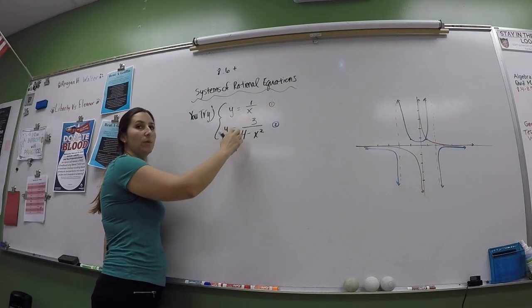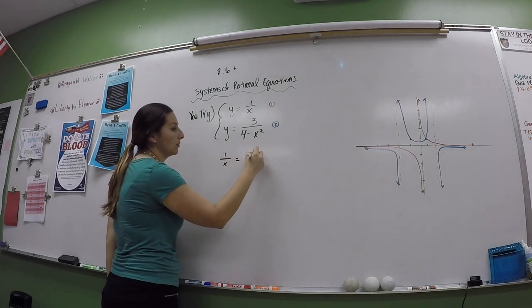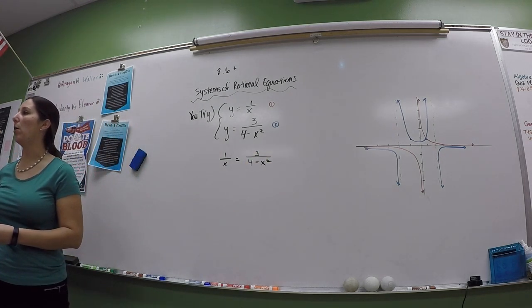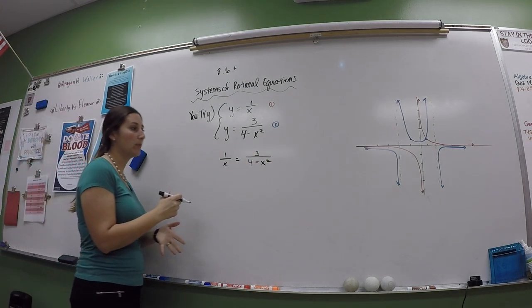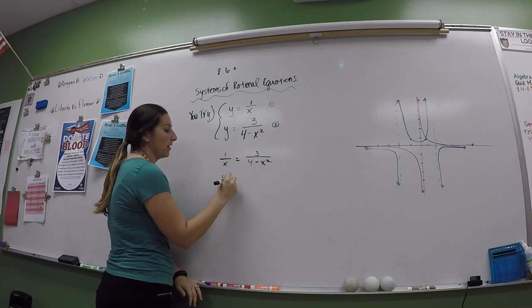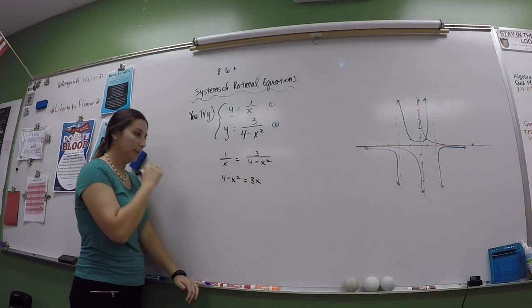Because this is y equals and this is y equals, the easiest thing you can do is just take 1 over x and set it equal to 3 over 4 minus x squared. That's your easiest option. Then you're going to cross multiply, again, your easiest option. 1 times 4 minus x squared is just 4 minus x squared. x times 3 is 3x.